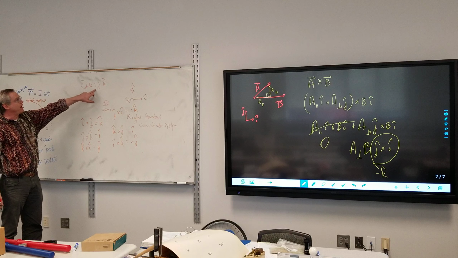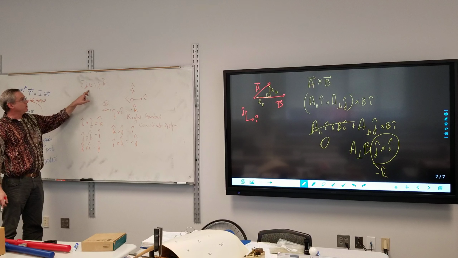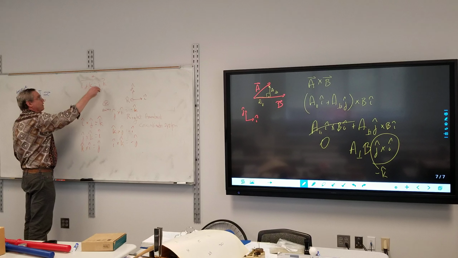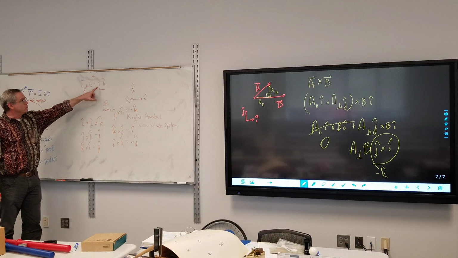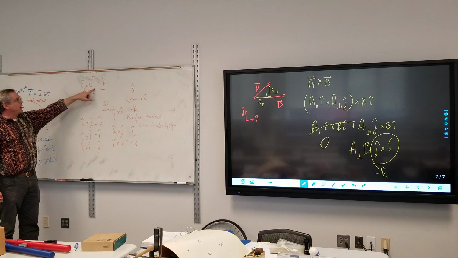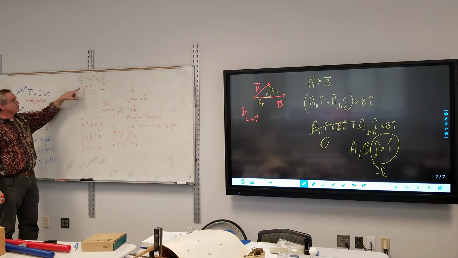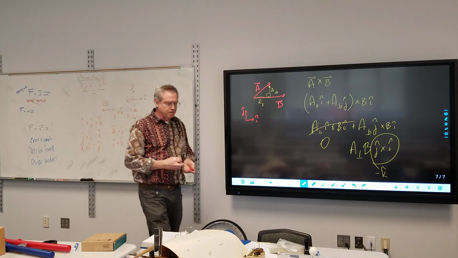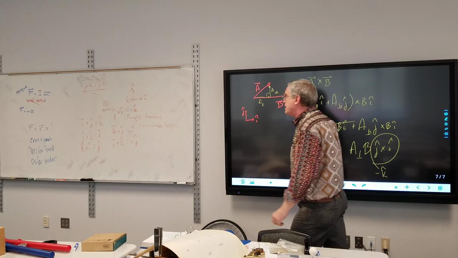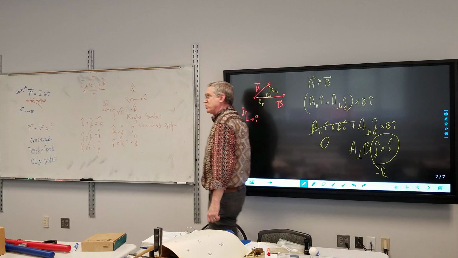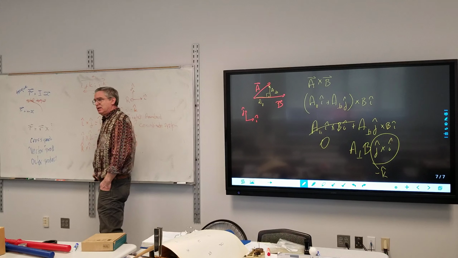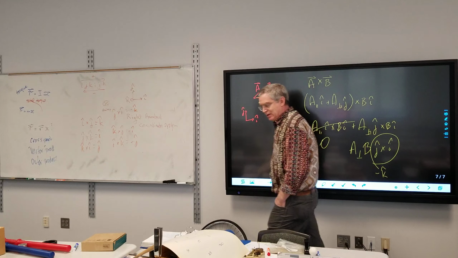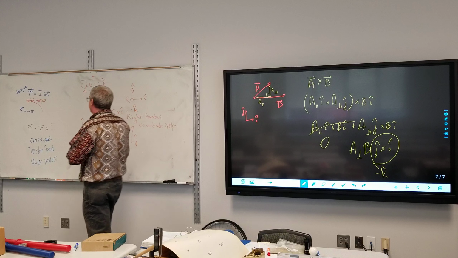J cross K is I cross J is K cross I is J. If I'm going in that direction, it's positive. If I go in this direction, it's negative. J cross I is negative K, I cross K is negative J, K cross J is negative I. Questions here? All right, we'll take a break in just a moment.